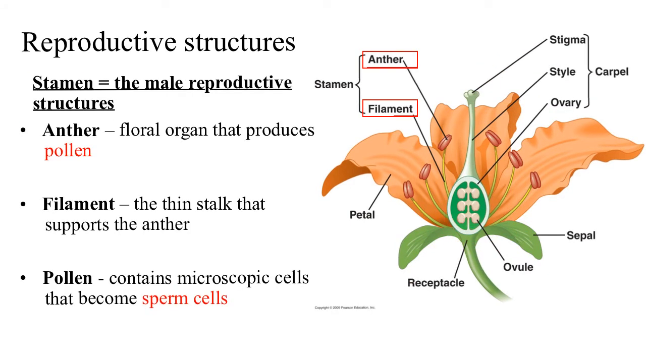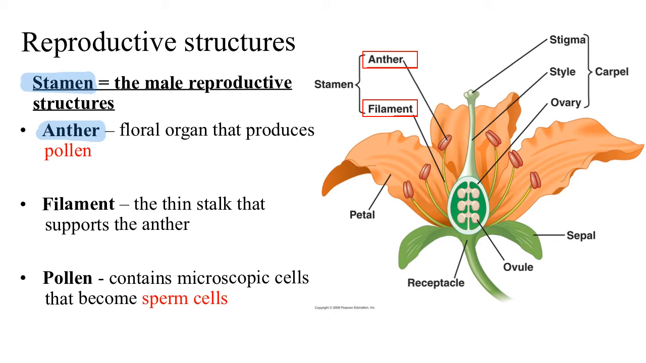Okay, now let's look at the male reproductive structures. So the male reproductive structures are the stamen. And the stamen consists of different parts, just like the female reproductive structures did. The first part is the anther. And you can see the anther over here. The anther is the thing that produces the pollen. And so, of course, that pollen is the sort of male reproductive cells, the sperm cells. So when you get an egg and a sperm together, they can fertilize and produce that seed.